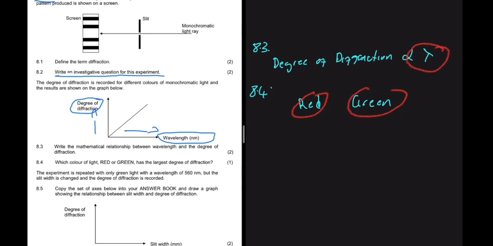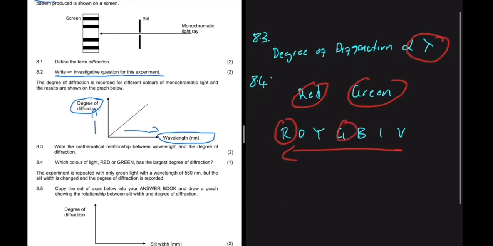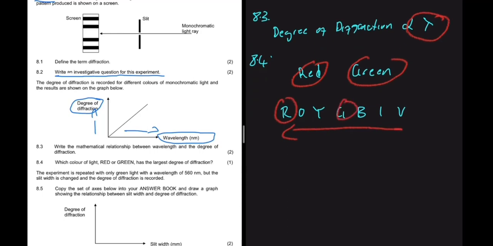Now we have to go to our visible light spectrum, right? We know that the trend goes like red, orange, yellow, green, blue, indigo, and violet. And the wavelength increases as we move to the left. So between red and green, red has the largest wavelength, right? So it is going to have the greatest degree of diffraction. So our answer for 8.4 is red, right? Our answer here is red.